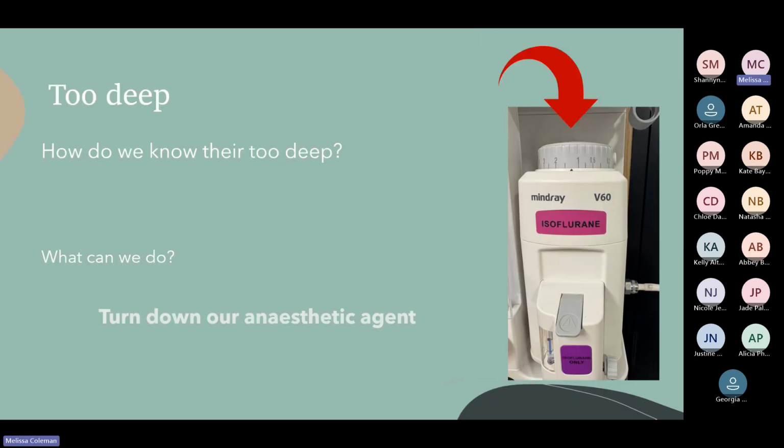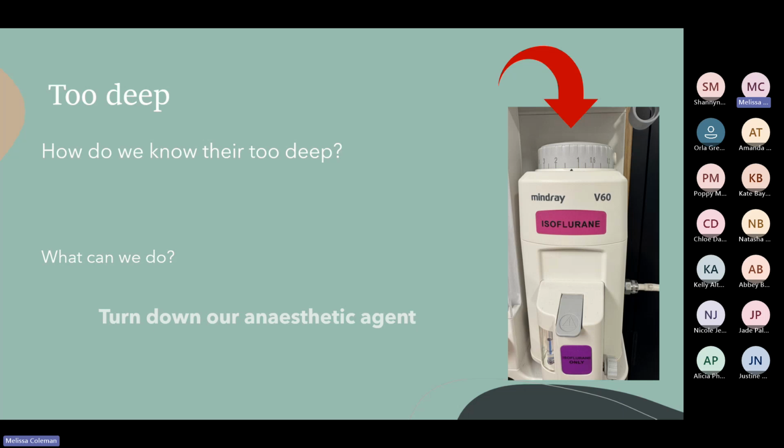So, too deep. How do we know if they're too deep? What kind of clinical signs can they give us? Position of the eyes. Anything else? Where the pupils are, if they're central. Anything else? Jaw tone. Yeah, perfect, those are big ones. And then what can we do if we think they're too deep? Turn down our ISO. Yeah, perfect.